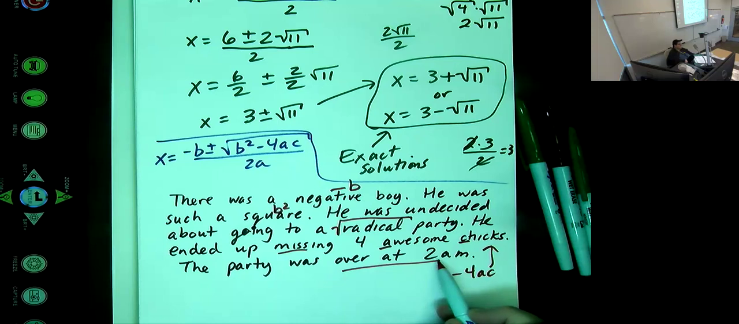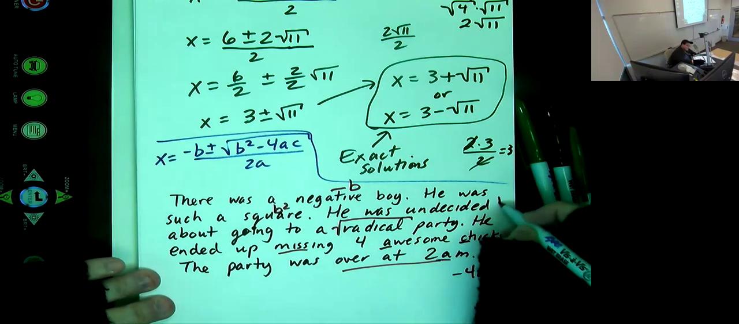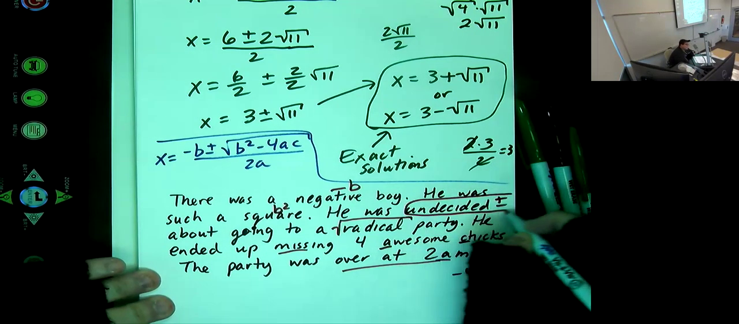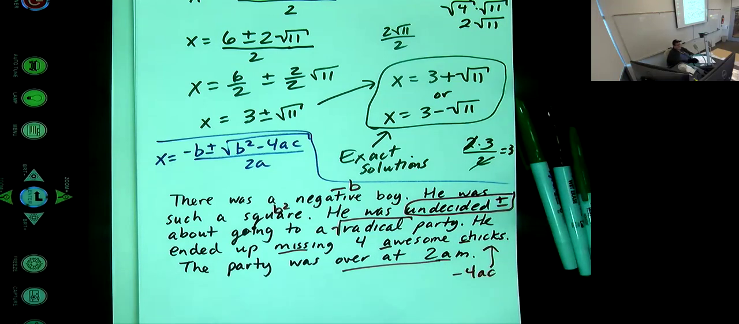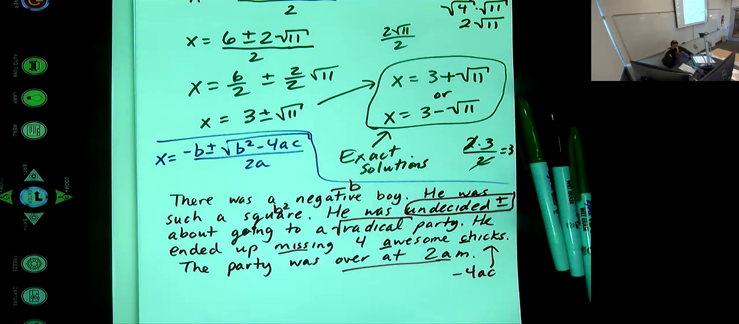Over 2A. Would you say that he was undecided, it could be plus or minus? Yeah, the undecided is the plus or minus. Sorry, I missed noting that one. Yeah, it's called the quadratic formula.